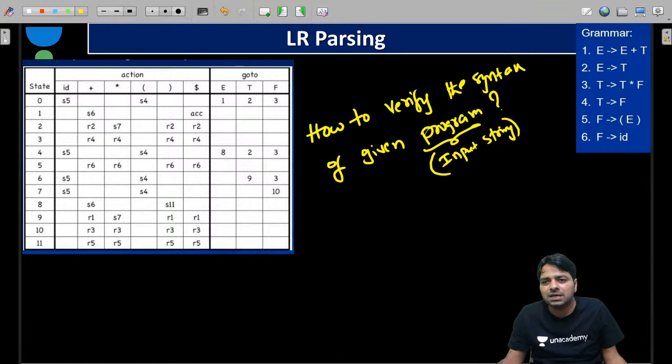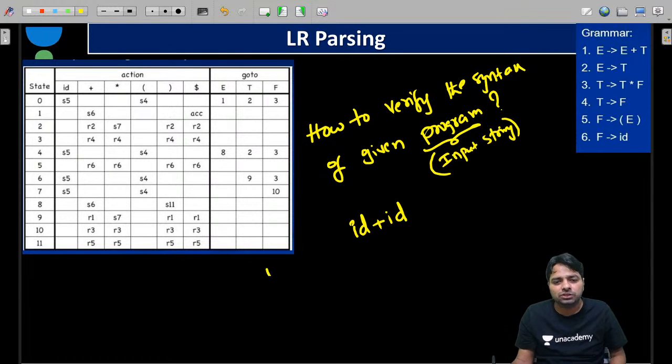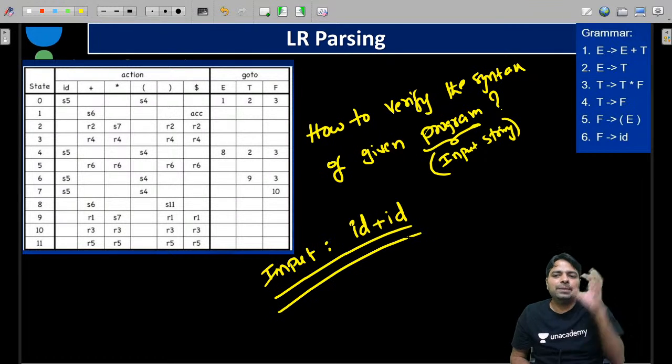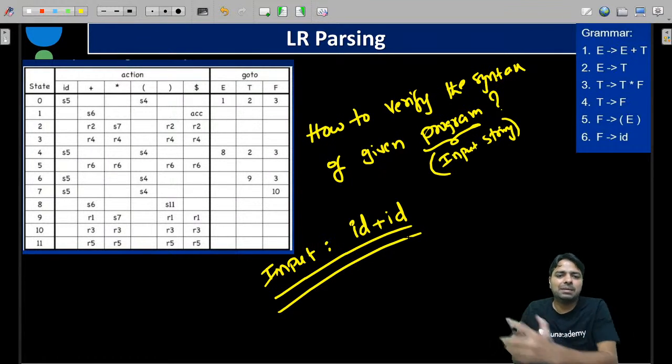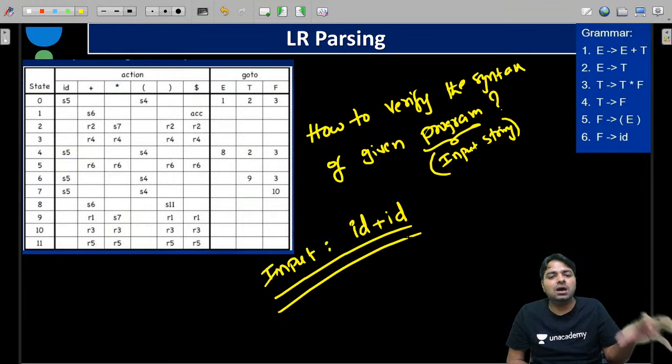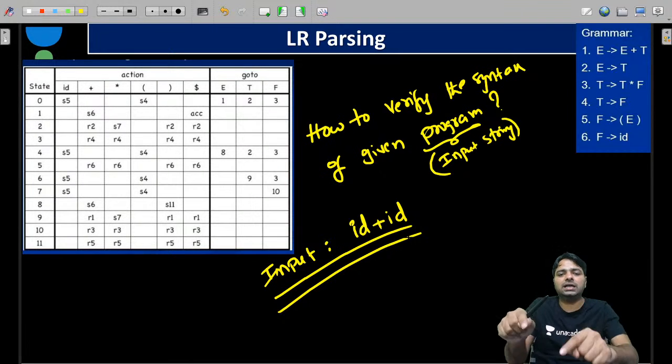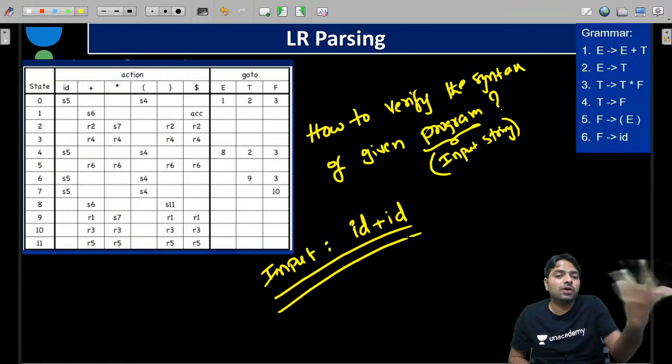That program is, let's say, ID plus ID. Yes, possible. ID plus ID is the input. Then how do you verify my program? This is a valid program as per the grammar, but how to use the table? How to use the table to verify the input with the help of reverse of RMD, guys.